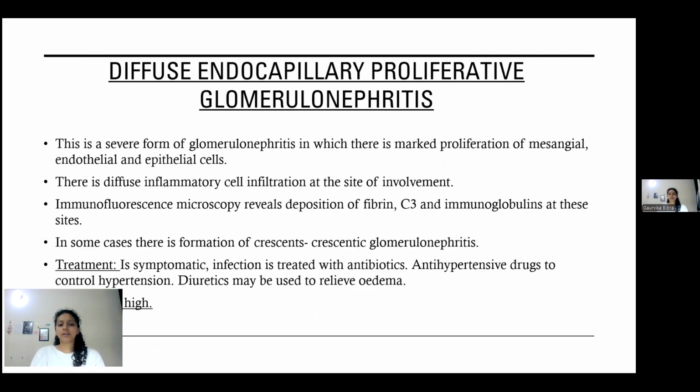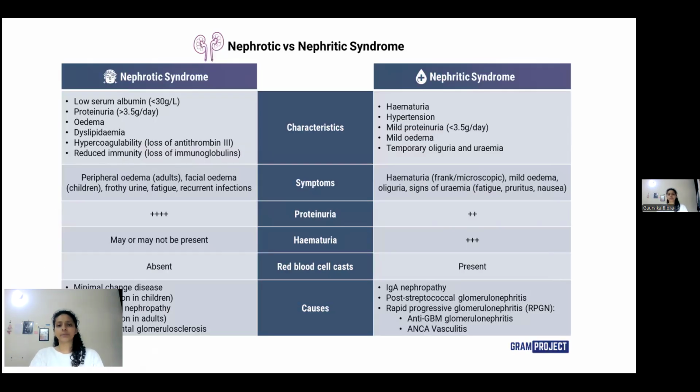Treatment is symptomatic. Infection is treated with antibiotics, and antihypertensive drugs are used to control hypertension. Diuretics may be used to relieve edema. Mortality is high. The difference between nephrotic and nephritic syndrome we have already discussed.